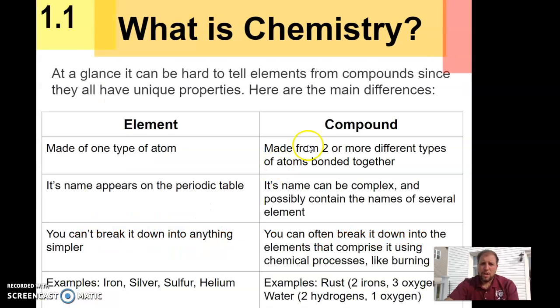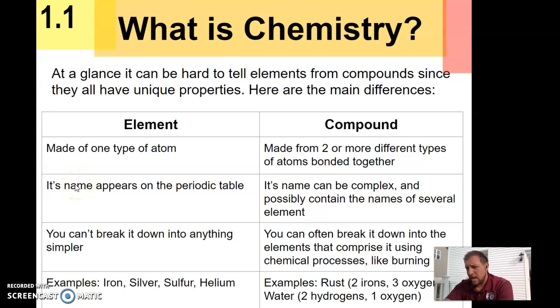At a glance, it can be hard to tell if the substance you're looking at is an element or a compound, because they all look pretty much like uniform things with unique properties. Here's how you can tell. An element is going to be made of just one type of atom, whereas a compound is made of two or more different types of atoms bonded together. So if you know for a fact that something you see is made of more than one type of atom, it's a compound. Here's another way to tell the difference. All the elements, their names appear on the periodic table.